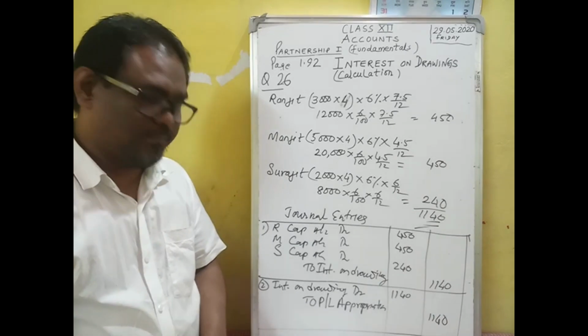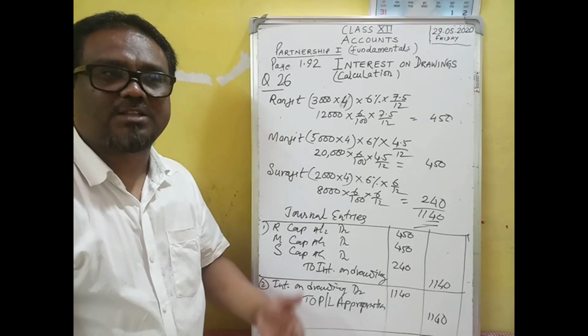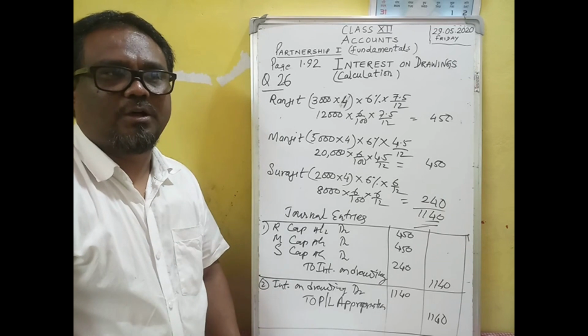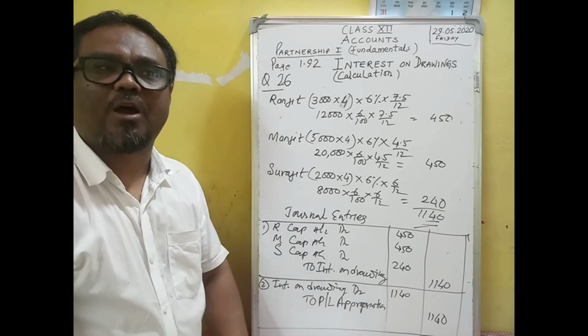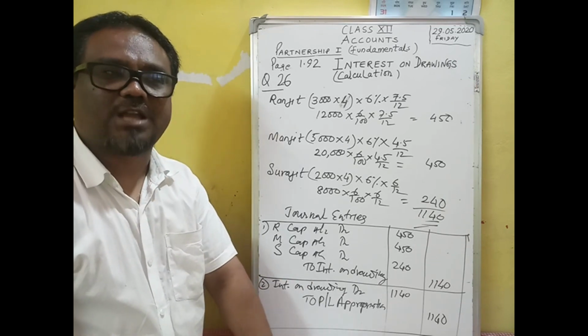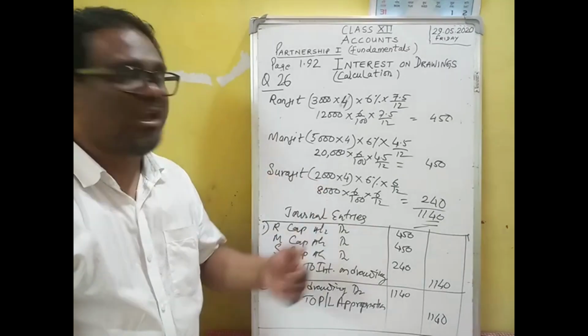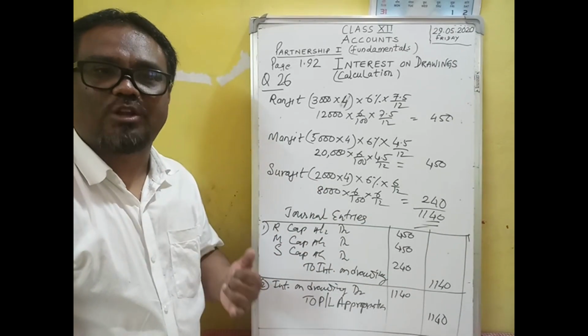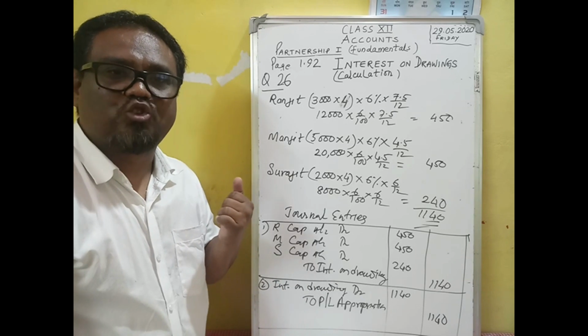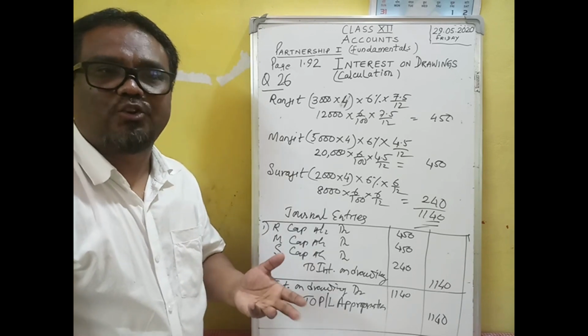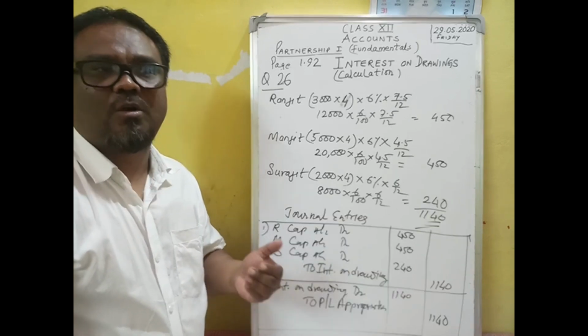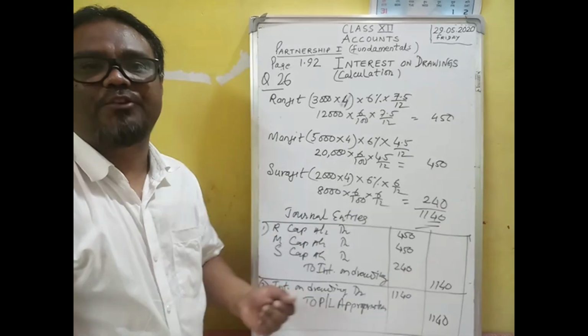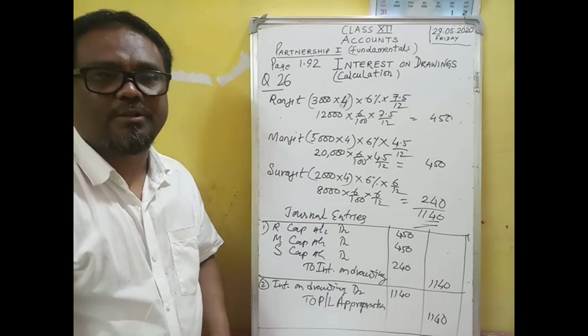Thank you. We'll solve the next part in the next class. I will show you the profit and loss appropriation account and the preparation of partners' capital accounts. So today we have learned the calculation of interest on capital and its journal entries, and the calculation of interest on drawings and the journal entries of interest on drawings. Thank you.